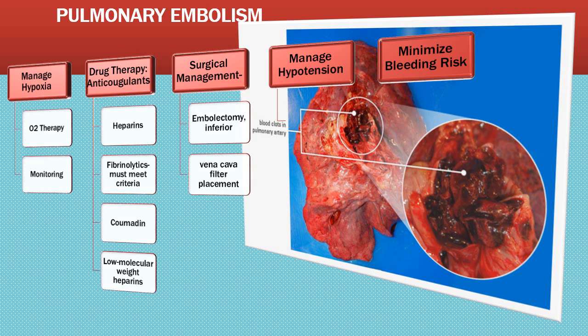The PTT values are usually therapeutic when they are about 1.5 to 2.5 times above the baseline. Heparin therapy usually is prescribed the first 5 to 10 days with IV heparin therapy, and then the patients are switched to either oral anticoagulants or low molecular weight heparin.